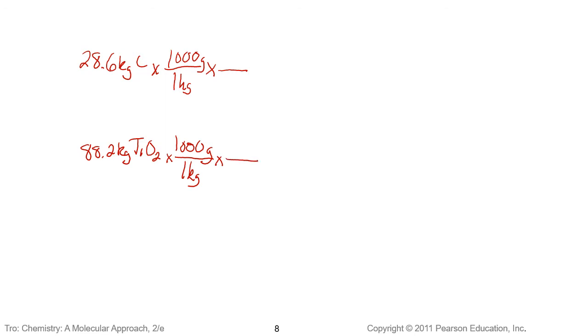We have to convert from grams into moles. So we're on our top problem, we have grams of carbon. So I use the molar mass of carbon. And in the bottom problem, we need the molar mass of our titanium 4 oxide. So we'd have to add up the mass of the titanium plus 2 oxygen.